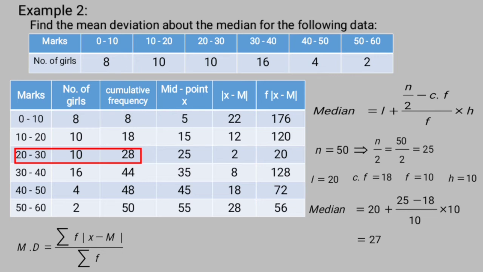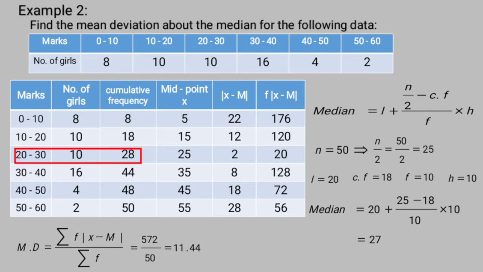So we are going to multiply f with modulus of x minus m. F is 8. 8 into 22, 176. 10 into 12, 120. 10 into 2, 20. 16 into 8, 128. 4 into 18, 72. 2 into 28, 56. Now we need to find sigma f of modulus x minus m.